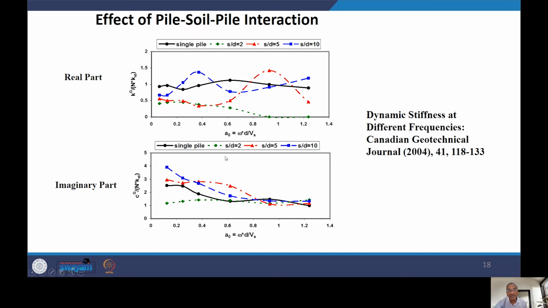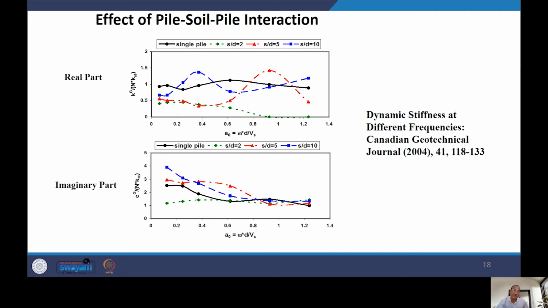Black is for single pile, this is for S by D equal to 2, and then 5 and 10. So this was about dynamic stiffness at different frequencies, and this work has already been published in the Canadian Geotechnical Journal, listed here. One thing you need to understand is that whatever we have discussed so far was without structure.